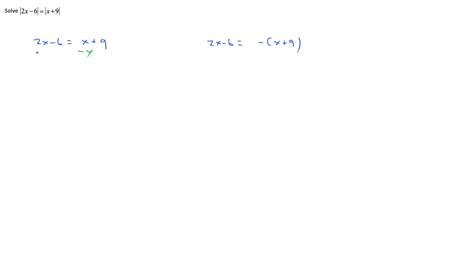We're going to subtract x from both sides. x minus 6 is equal to 9. Okay. If we add 6 to both sides here, then we're going to get our first answer. We get a positive 15.